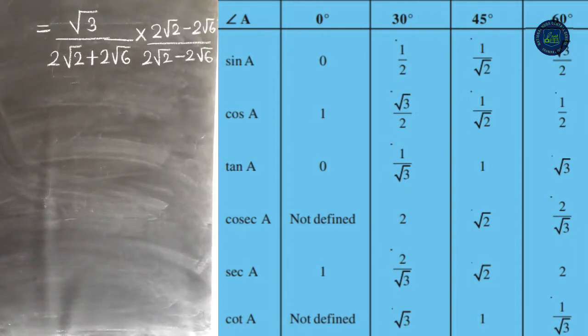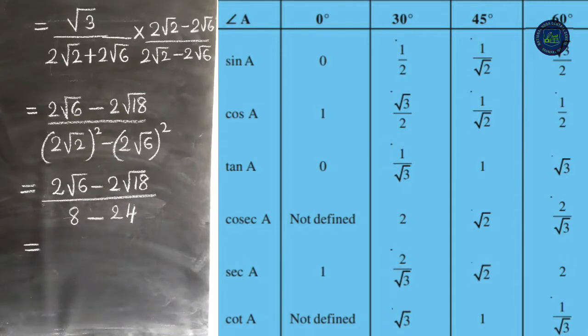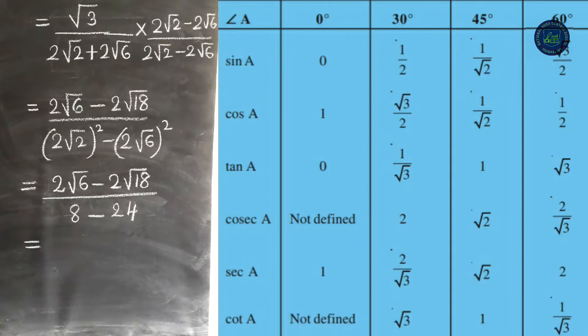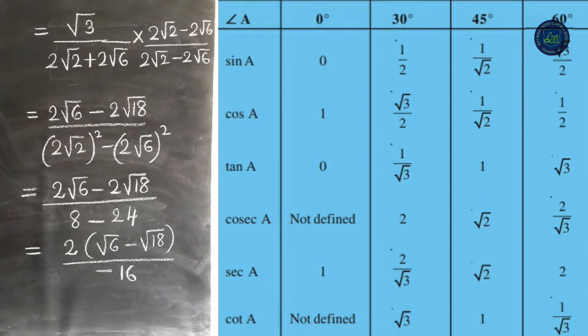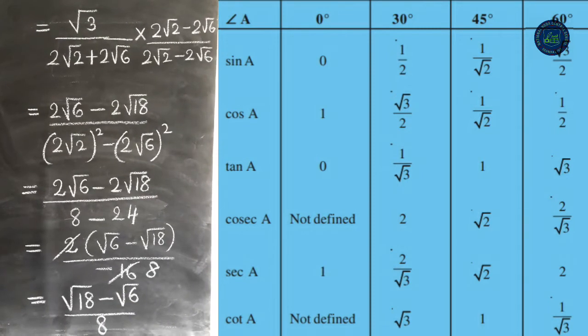You should rationalize with the opposite sign. So it becomes 2 root 2 minus 2 root 6 divided by 2 root 2 minus 2 root 6. And you will get 2 root 6 minus 2 root 18 divided by 2 root 2 whole square minus 2 root 6 whole square. Now 2 is common in the numerator, so you can take 2 outside. So it becomes root 6 minus root 18 divided by minus 16. So that 2 and 16 you can cancel. So the final answer is root 18 minus root 6 divided by 8.